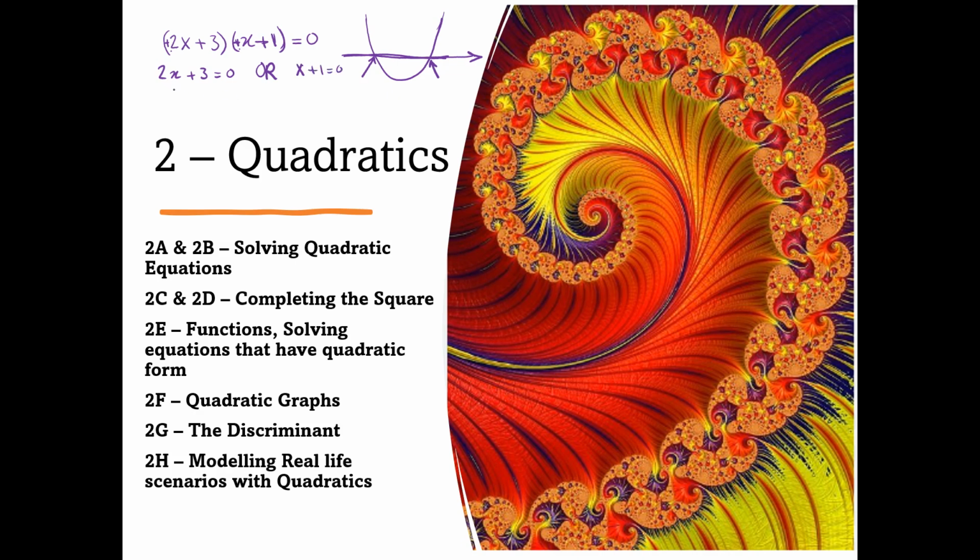That means that x here, when you solve this equation, will be negative 3 over 2, and x here, when you solve the second equation, will be minus 1. Now, minus 3 over 2 is more negative than minus 1. Therefore, negative 3 over 2 will be on the left, and negative 1 will be on the right. That means that the y-axis is somewhere along here.